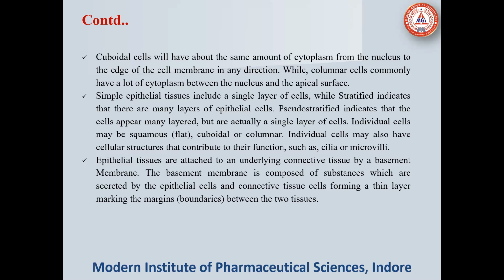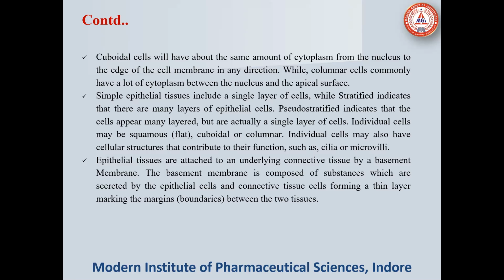Simple epithelial tissue includes a single layer of cells, while stratified indicates there are many layers of epithelial cells. Pseudostratified indicates that the cells appear to be in many layers but are actually a single layer of cells. Individual cells may be squamous, that is flat, cuboidal, or columnar. Individual cells may also have cellular structures that contribute to their functions, such as cilia or microvilli.